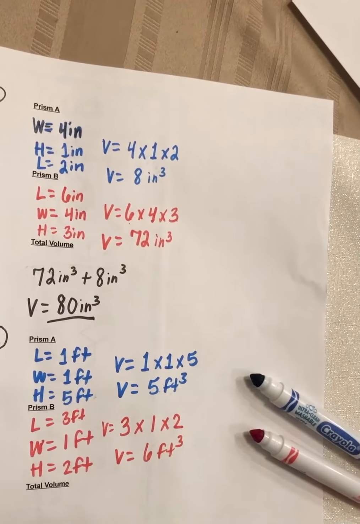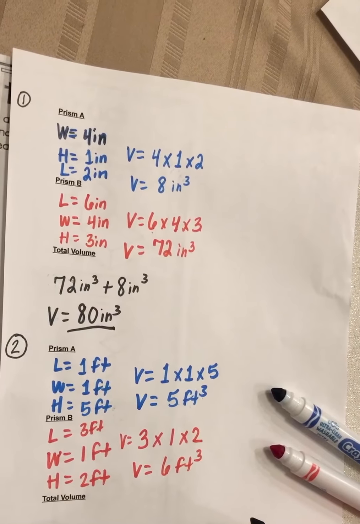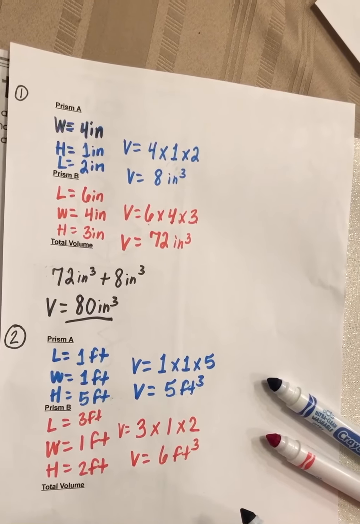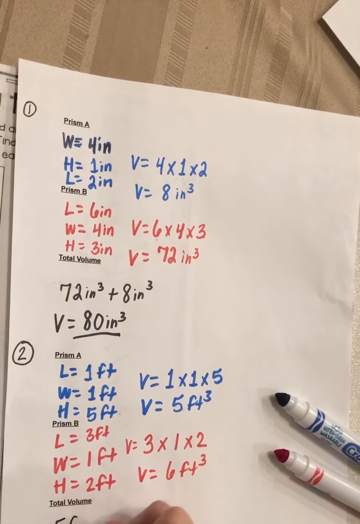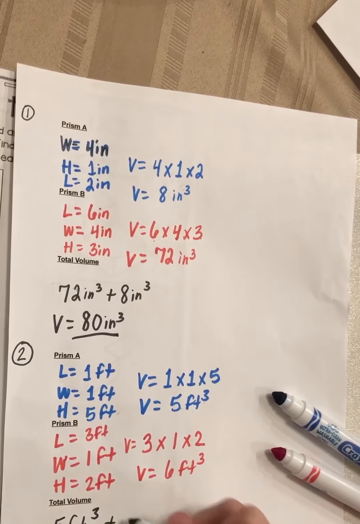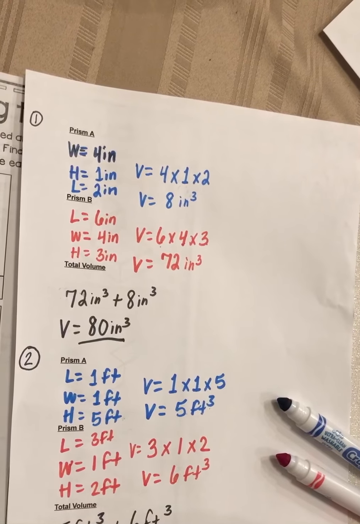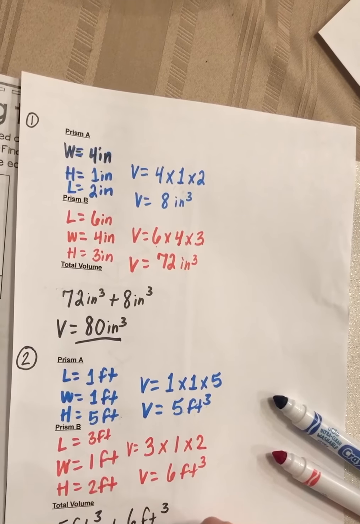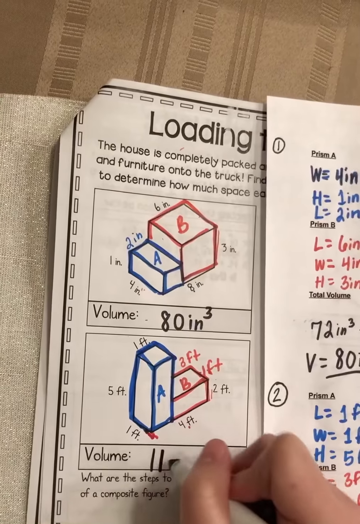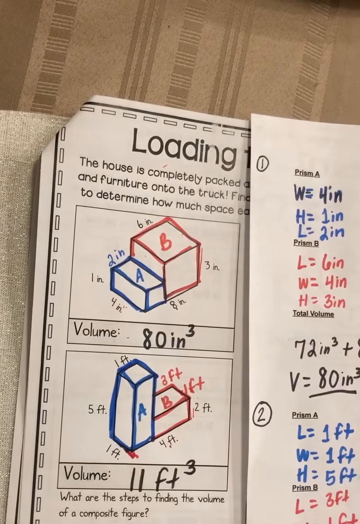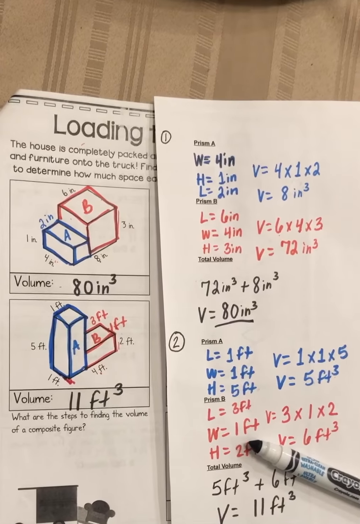Okay, now I have my volume of prism A and prism B. Remember, for additive volume, I need to add both prisms together. So I'm going to take 5 cubic feet plus 6 cubic feet, and I'm going to get a total volume of 11 cubic feet. And I can go ahead and put that on my final answer as 11 cubic feet. I hope this practice helps you when you are finding additive volume.